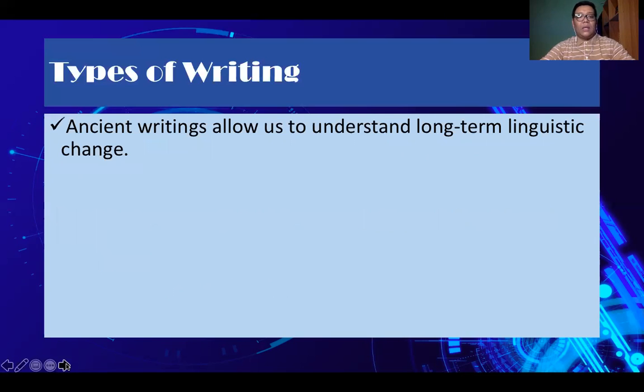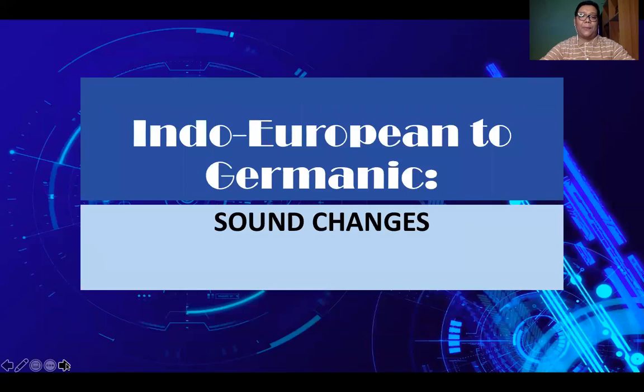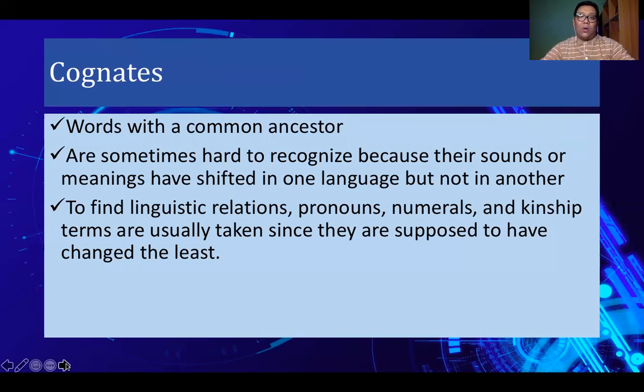Next one is that ancient writings allow us to understand long-term linguistic change. If we always go back to ancient writings, then definitely it will be easier for us to understand how the English language evolved through time. Through this, we will have not only a deeper understanding of ancient writings, but also of the process that the English language undertook to become the language that we are using now. So, since we are going to talk about changes, let's talk about Indo-European to Germanic sound changes. Now, we have this term called cognates, words with a common ancestor.